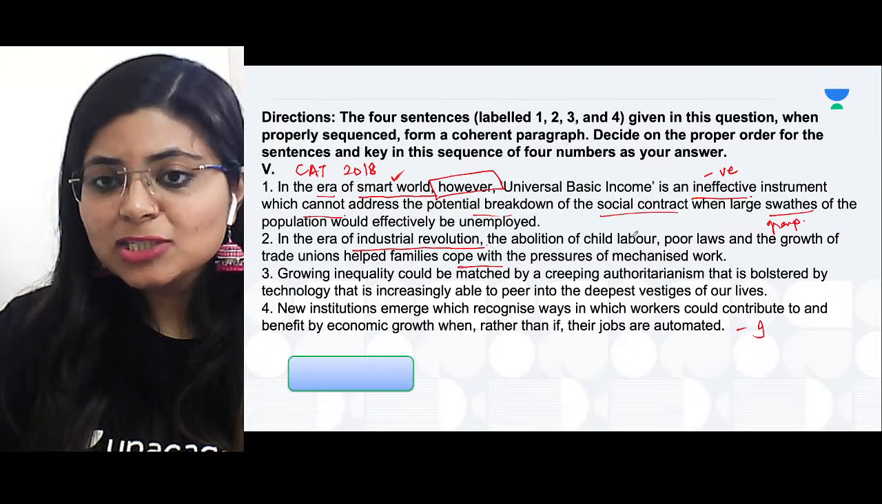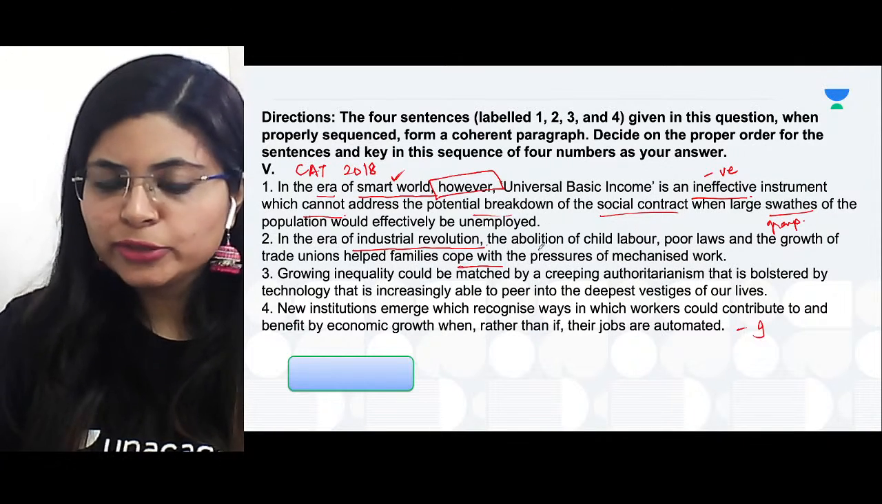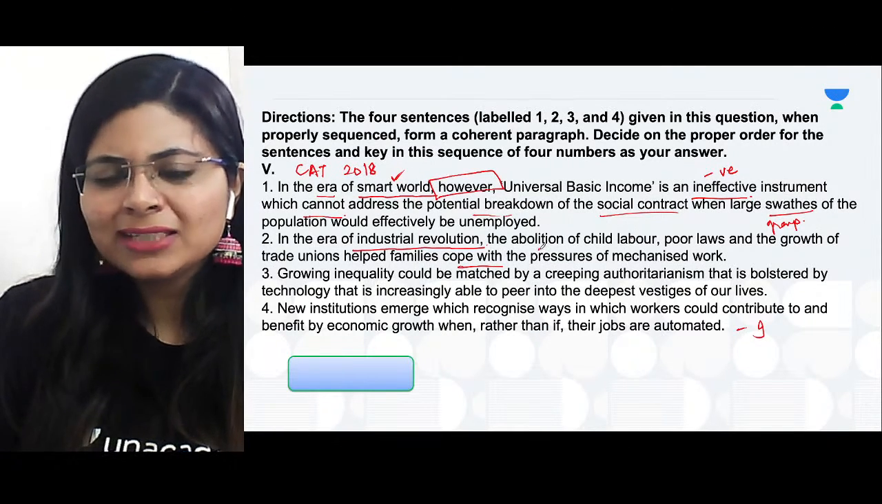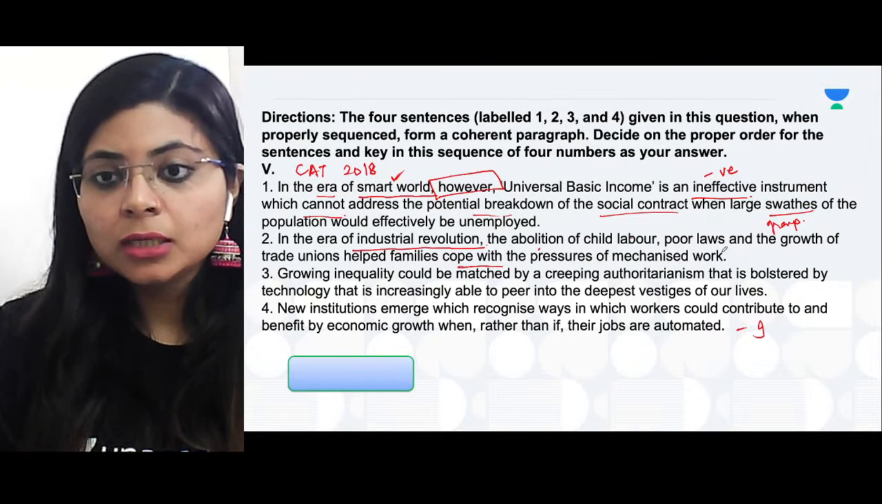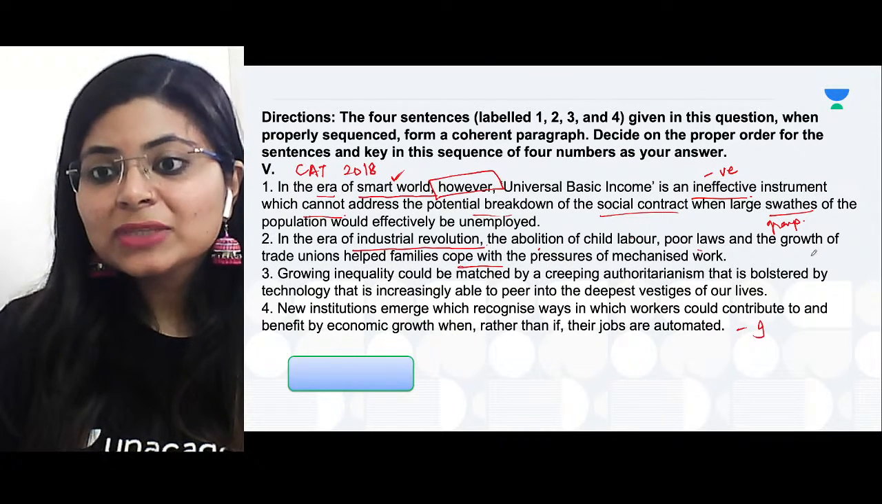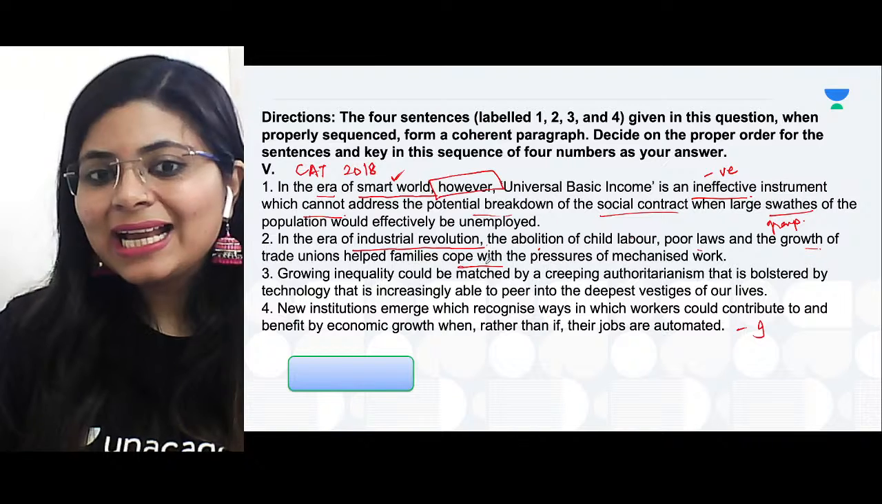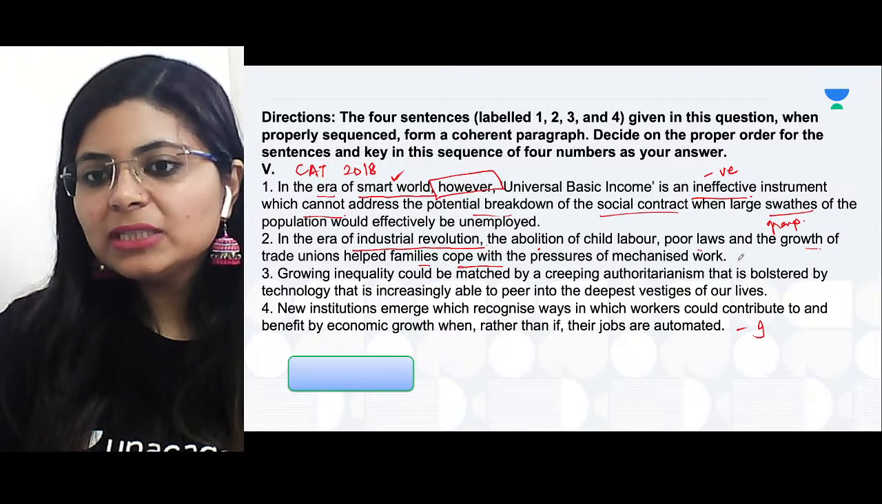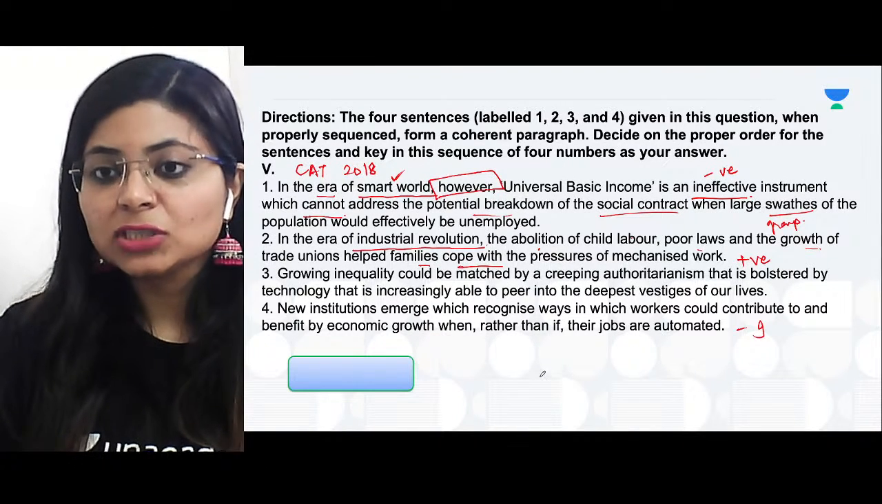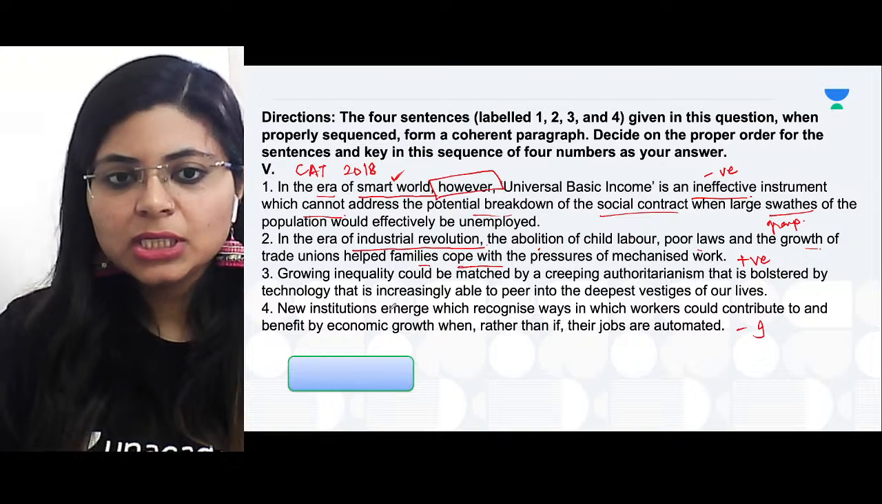So now this says that child labor got abolished in industrial revolution because labor is not required. Industrial revolution means machines are working. The poor laws also went away. The growth of trade unions happened. And this is what helped families cope with the pressure of mechanized work. This is positive.